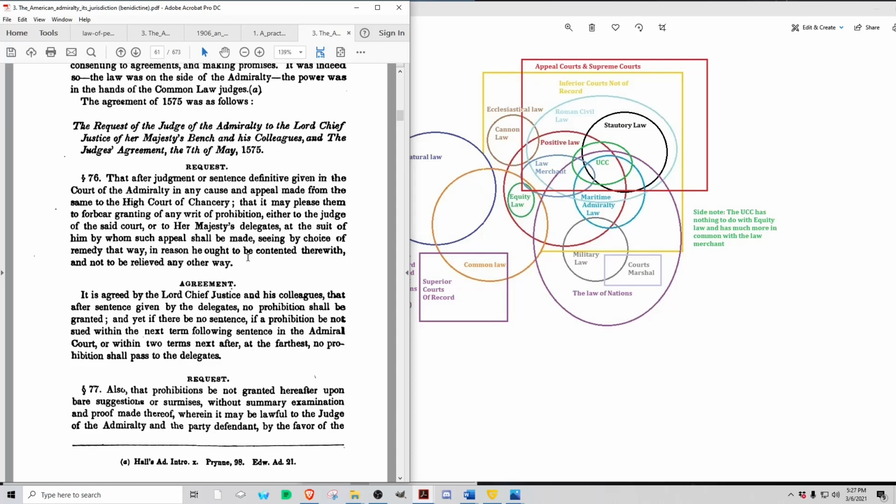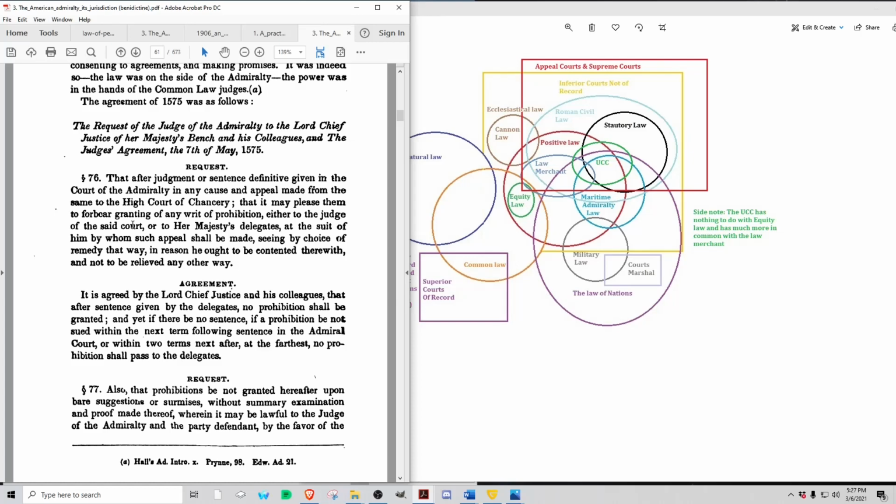But to give you an idea, that after judgment or sentence, definitive given in the courts of the Admiralty in any cause and appeal made from the same to the High Court of Chancery, that it may please them to forbear granting of any writ of prohibition, either to the judge of the said court or to her majesty's delegates at the suit of him by whom such appeal shall be made, seeing by choice of remedy that way, in reason he ought to be contented wherewith, and not to be relieved by any other.